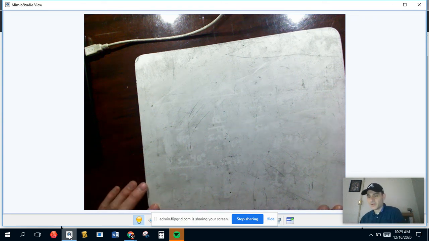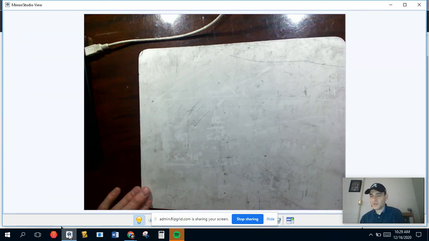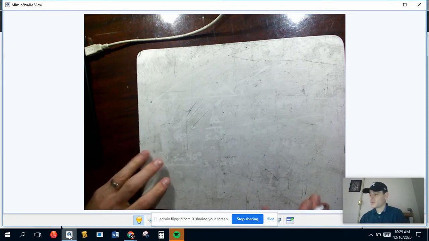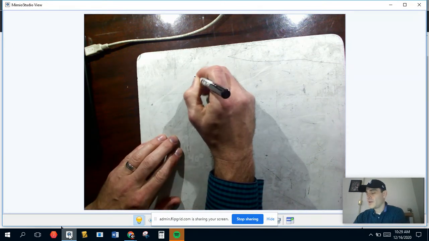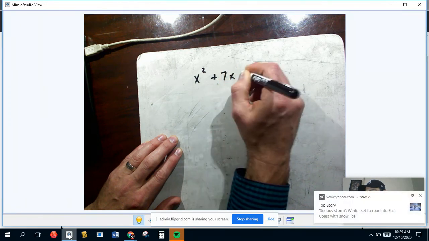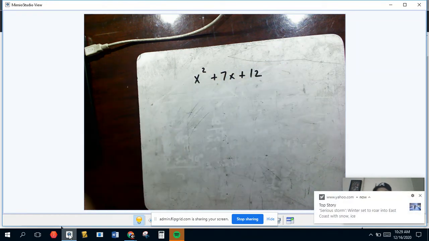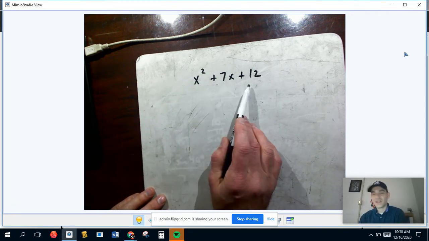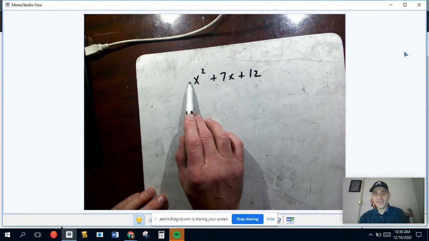Yeah, we're going to factor the most common pattern, which is the trinomial pattern with the one leading coefficient. We're talking particularly one like this. Okay, that is a trinomial, a quadratic trinomial with a leading coefficient of 1.